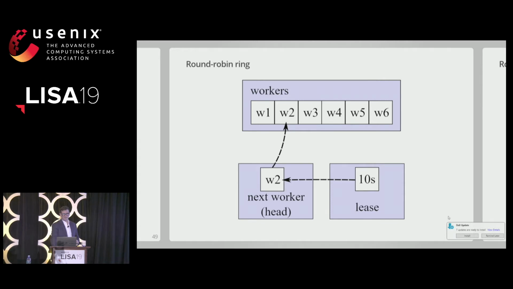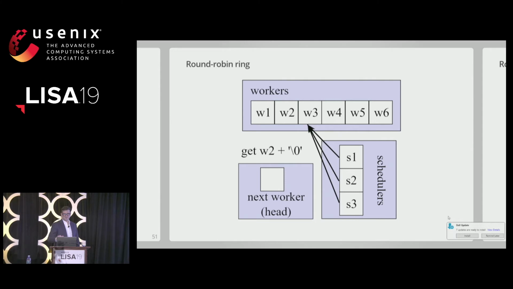So this is a diagram of how this thing works. And let's say that the next worker to work is W2. So here we have the ring of workers, and we have the next worker, the head of the ring. And that head has a 10-second lease on it. So after 10 seconds, the key expires. It gets deleted. All of the schedulers observe that expiration, and they all go and get what the next element in the ring is going to be. And the way they do that is they just get the previous item plus the null byte, and that'll give the next one in there.